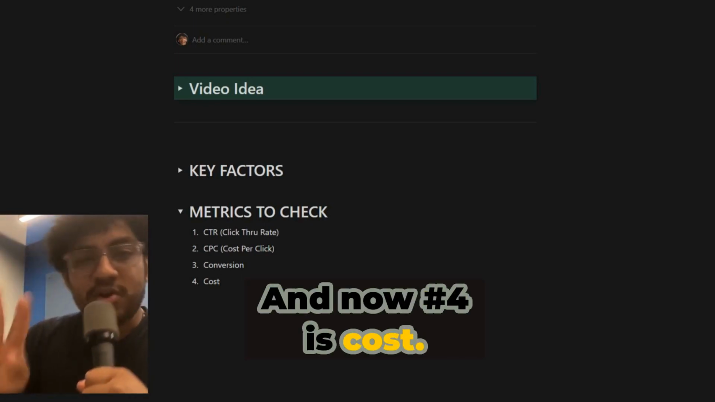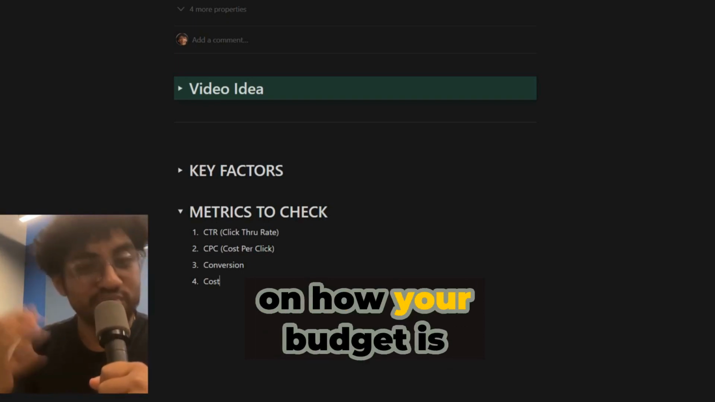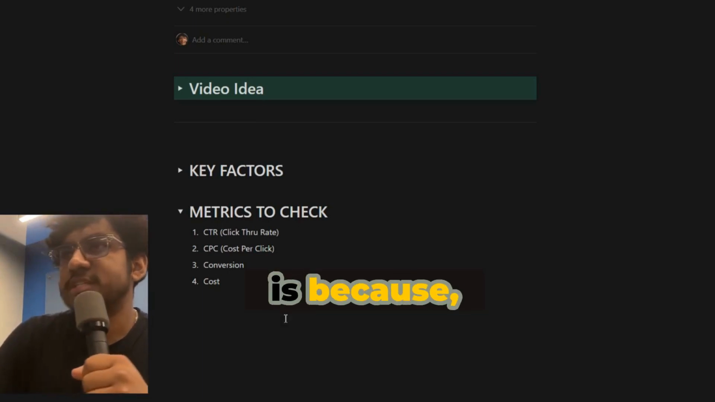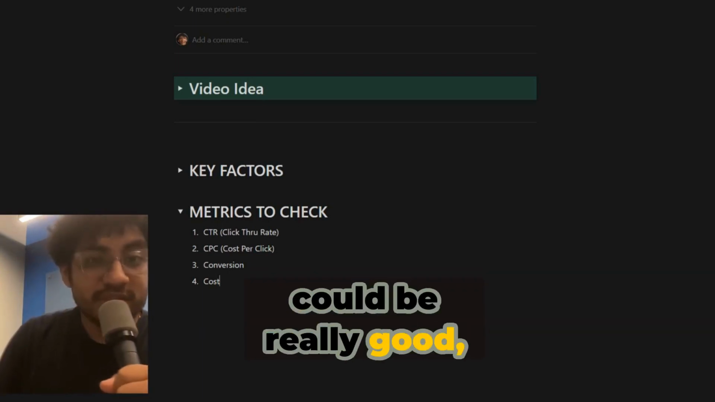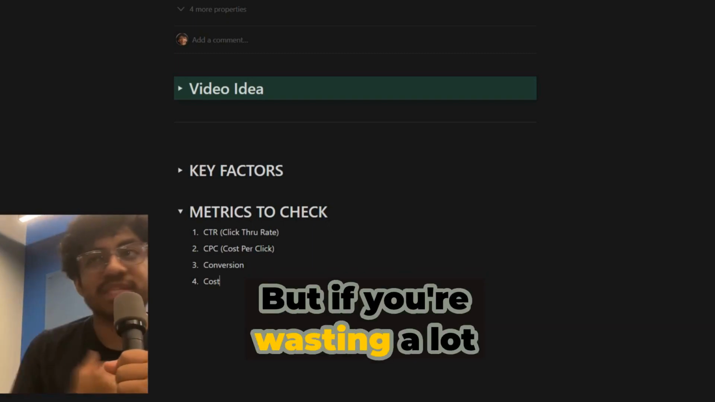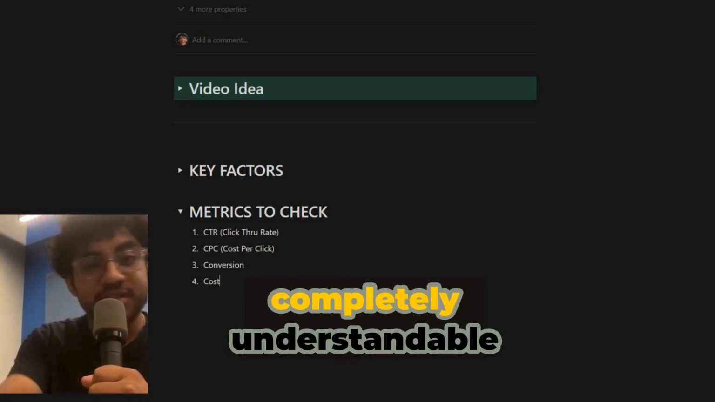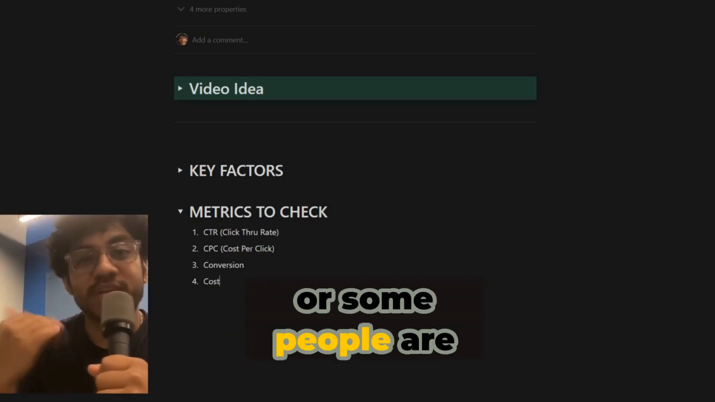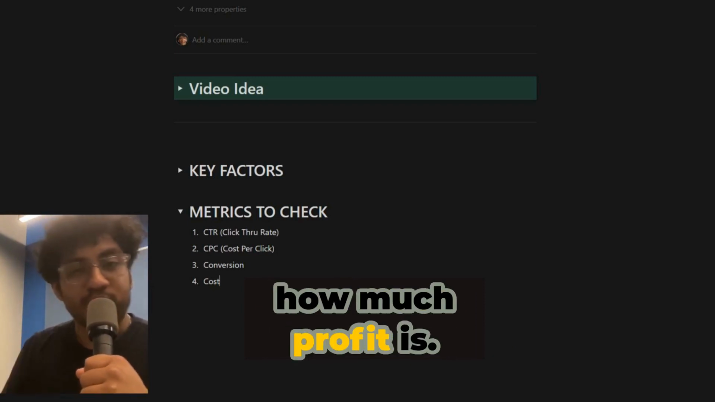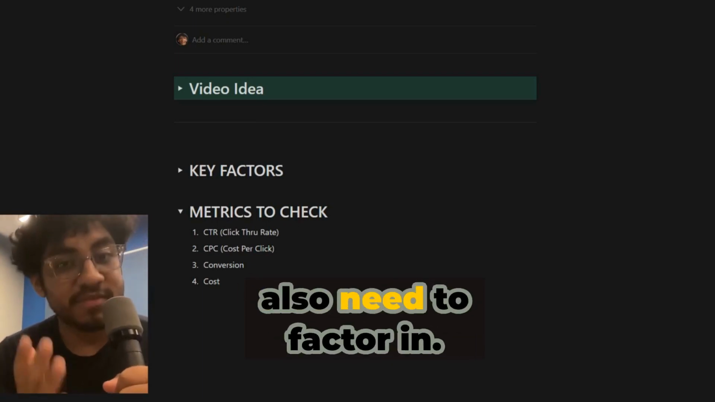And now number 4 is cost. Now this isn't such a big deal depending on your budget and how you want to strategize. But the reason I'm saying cost is because, say, conversions could be really good, cost per click could be really good, click-through rate could be really good. But if you're wasting a lot of money, and some people are on a tight budget, so it's completely understandable. Or some people are getting good conversions, but it's not adding up to how much profit there is. So in that case, cost is something that you also need to factor in.